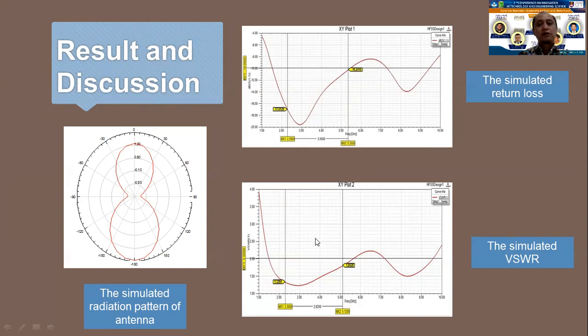And the antenna is also required to have a better gain, which indicates how strong a signal an antenna can send or receive in a specified direction. So the maximum gain is 1.32 dB with a directional radiation pattern, just like you can see here.